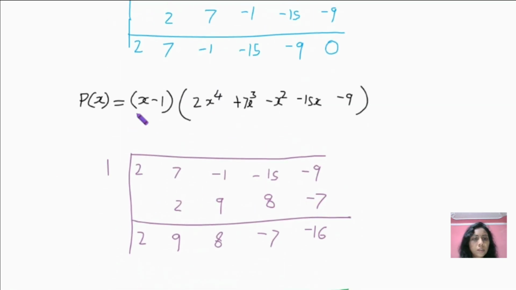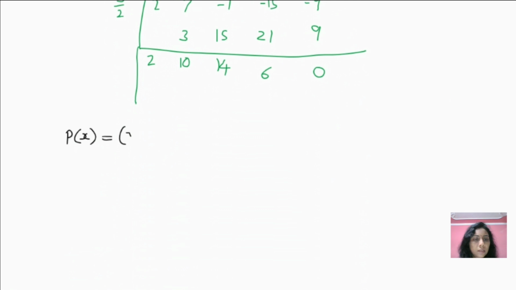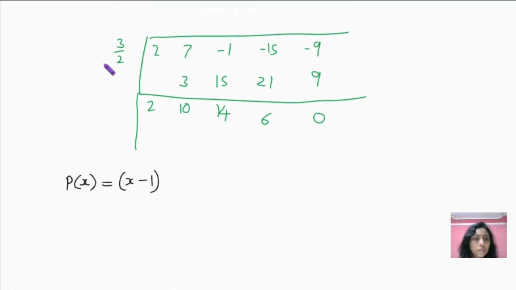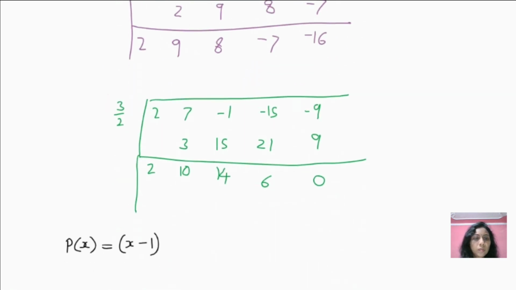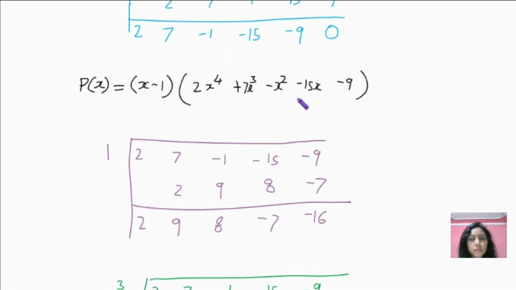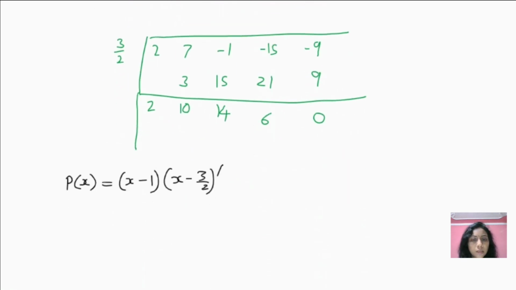Okay, now what is our p(x)? This x minus 1 and this. x minus 1, and now we can do this. We factored this part, and we saw this 3 upon 2 is the 0. It means x minus 3 upon 2 is the factor of the given quotient part. Okay, now here quotient is this.